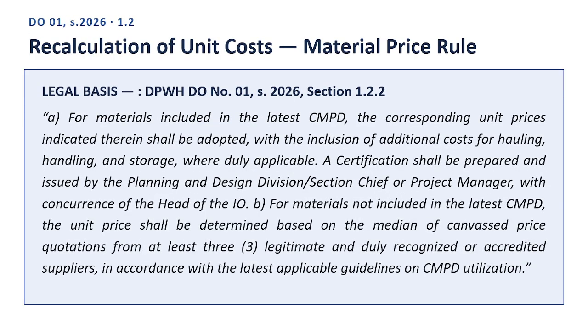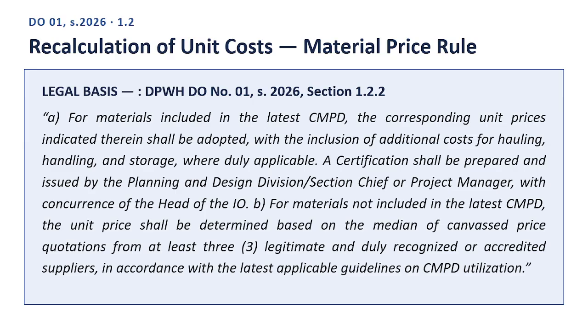Here is the legal basis, quoting directly from DPWH Department Order Number 01, Series 2026, Section 1.2.2. Quote. A. For materials included in the latest CMPD, the corresponding unit prices indicated therein shall be adopted, with the inclusion of additional costs for hauling, handling, and storage, where duly applicable. A certification shall be prepared and issued by the Planning and Design Division, Section Chief or Project Manager, with concurrence of the head of the IO.